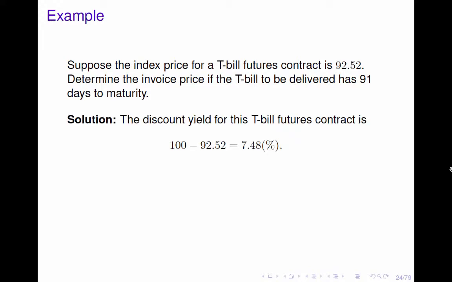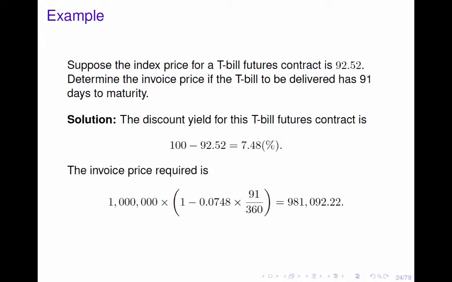With the index price formula given in the previous slides, it is easy to calculate the discount yield for this T-bill futures contract, which is 7.48%. Then, substituting this discount yield to the invoice price formula, we're able to obtain the corresponding invoice price. Note that this T-bill to be delivered has 91 days to maturity.